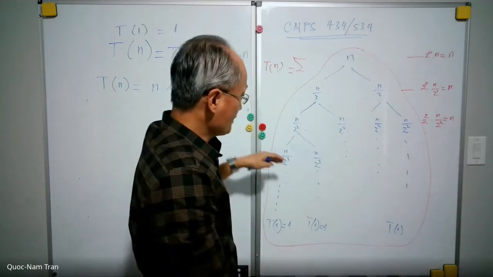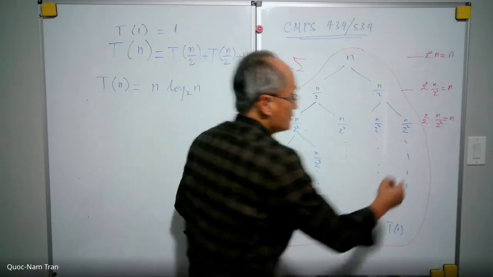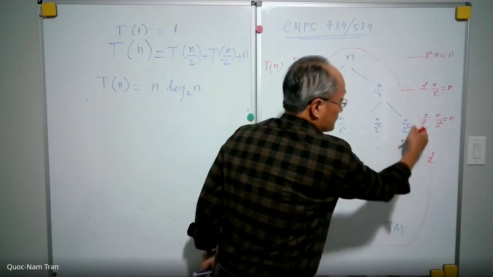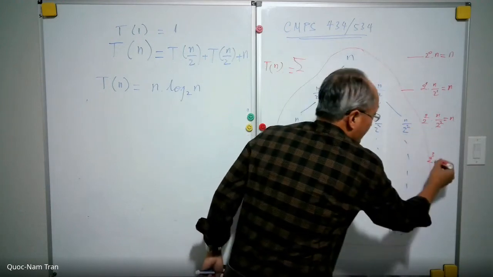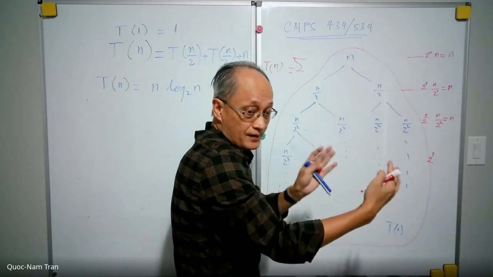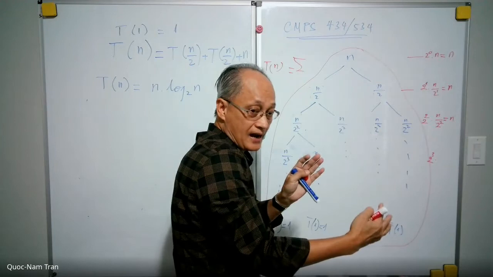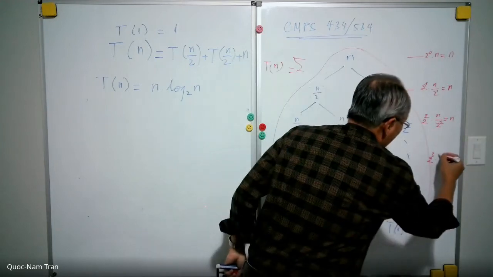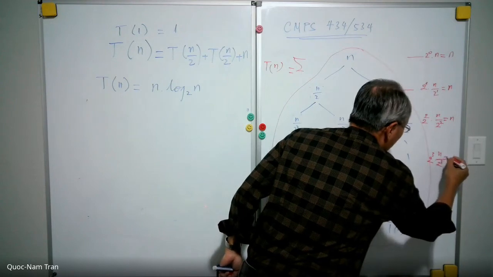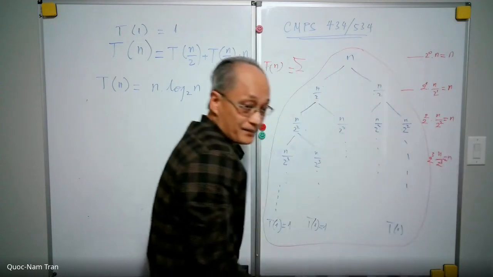Similarly, the next one, you should have 2 to the power of 3 as the number of nodes, and then the value will be cut in half again, right? So that is n divided by 2 to the power of 3, which times 2 cubed is also n, right?